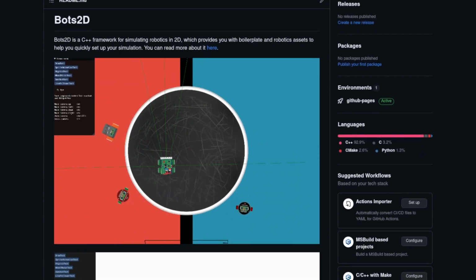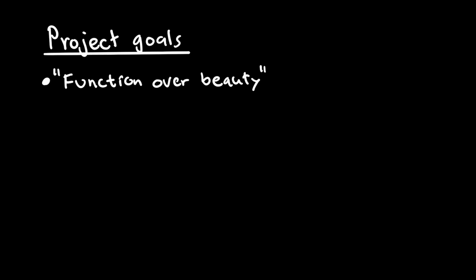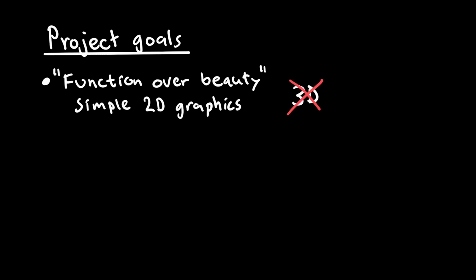The first thing I did was to set some project goals. First of all, I wanted it to be a simple project, function over beauty. So 2D and no 3D graphics. 3D is cool, but adds unnecessary code complexity for many simulation scenarios. Moreover, my graphics should be simple and there should be no sophisticated user interface. It should be a simulator aimed at programmers.